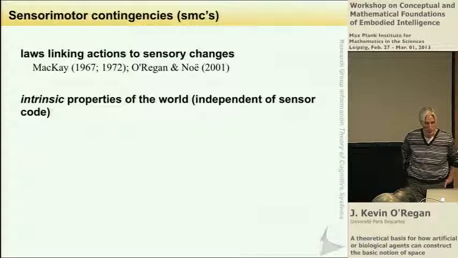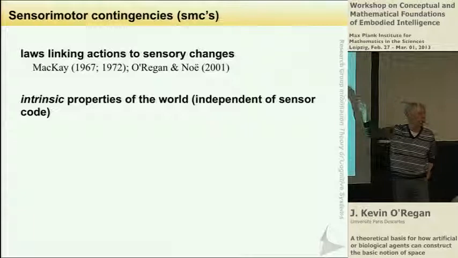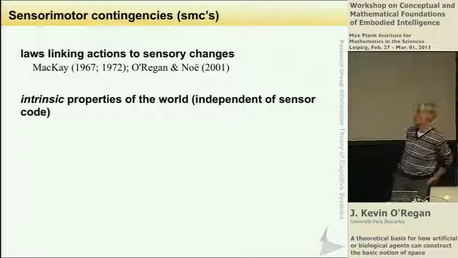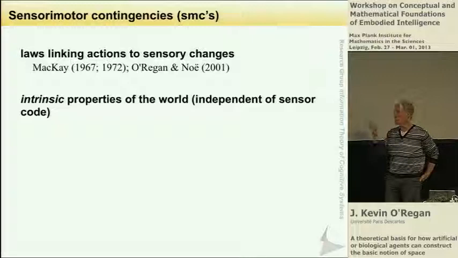Sensory motor contingencies are laws linking actions to sensory changes. The idea of calling them sensory motor contingencies came from a cybernetician, Donald Mackay, back in the 1960s, and it was also used in the paper that I published with the philosopher Alvin Noe. And the whole point about sensory motor contingencies is that they represent intrinsic properties of the world that are independent of the sensor code.